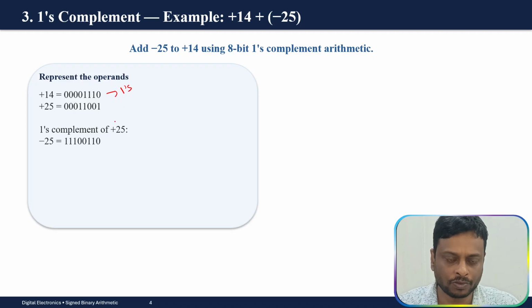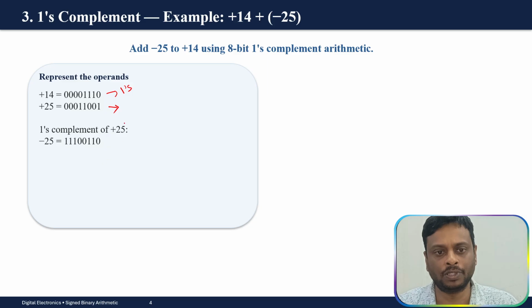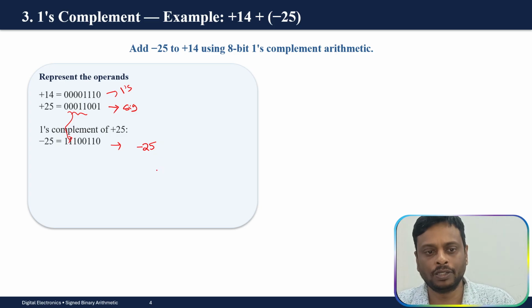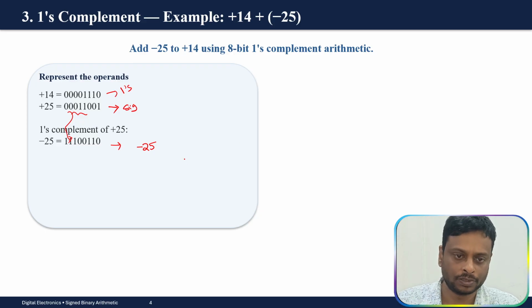For a negative number, what do we have to do? You first find the positive number, +25, in sign magnitude form. Then for the 1's complement, you just take the 1's complement of this number. That will be the 1's complement of -25. For negative numbers, we take the 1's complement of the corresponding positive number.